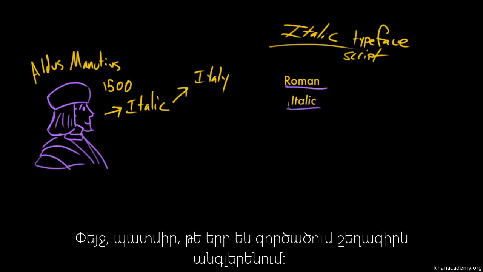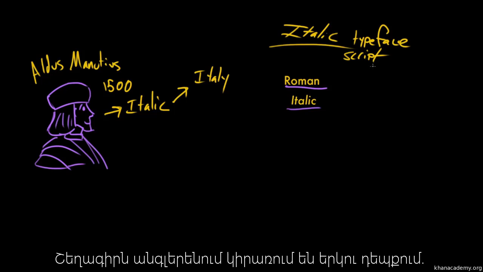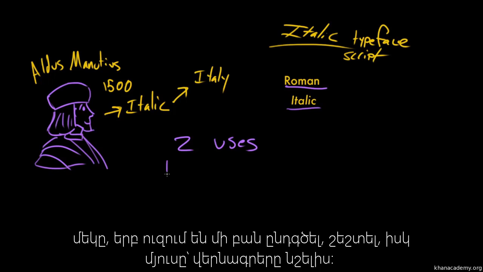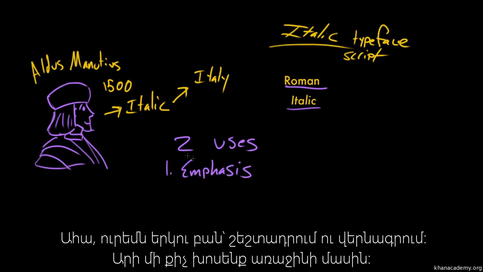Paige, how do we use italics in English? Italics have two uses in English. One is to emphasize, and the other is to indicate that something is a title. So we use it for emphasis and titling. Let's dive into the first one.